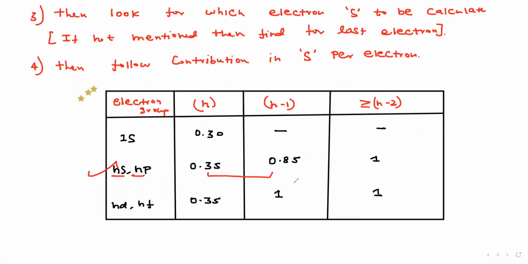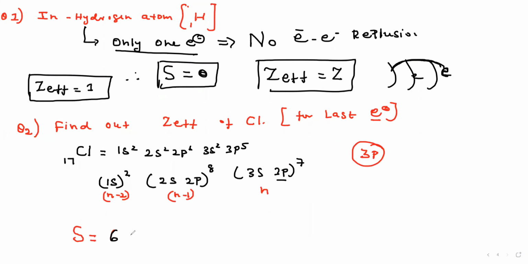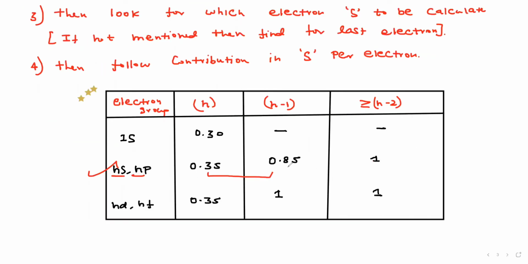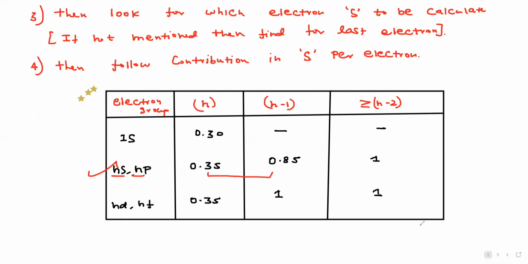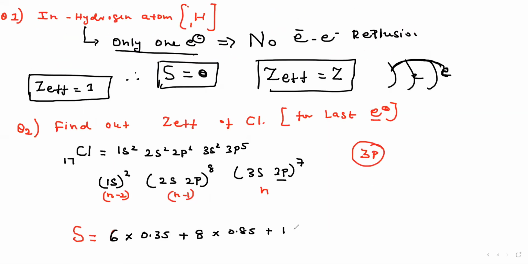What is the value for the 3p subshell? 0.35, right? 6 into 0.35. Plus this n minus 1, how many? 8 electrons, right? What is the value for n minus 1? 0.85, so 8 into 0.85. Plus n minus 2, what is the value here? 1, right? Therefore, 2 into 1. Now, what is the S value? It should be around 10.90. The S value is around 10.90.